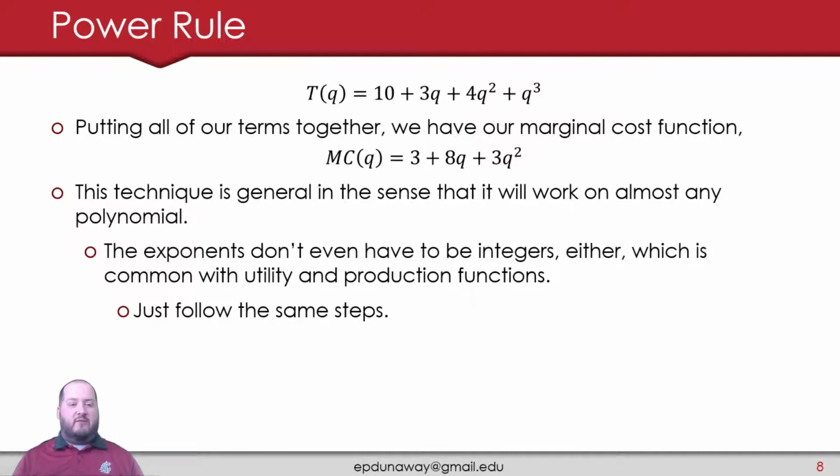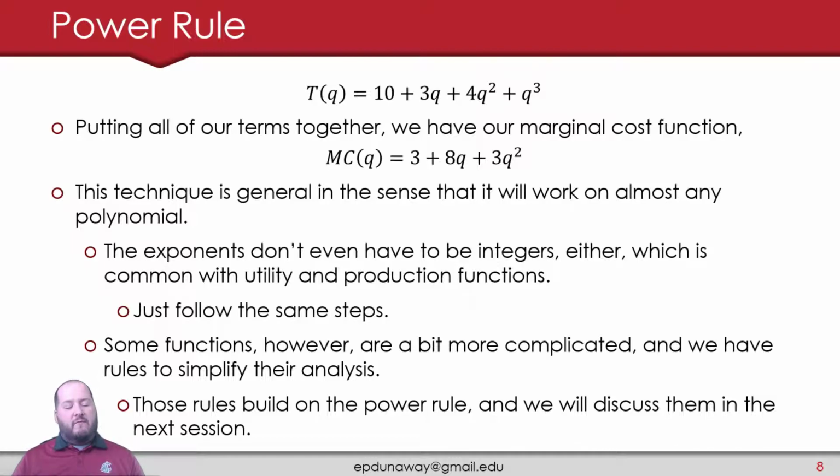We can even have exponents that go from being positive to negative. That's very common in utility and production functions. It'll still work with the power rule. Some functions, however, are a bit more complicated and they're not technically polynomials. So the nice thing is that we do have rules to simplify their analysis.